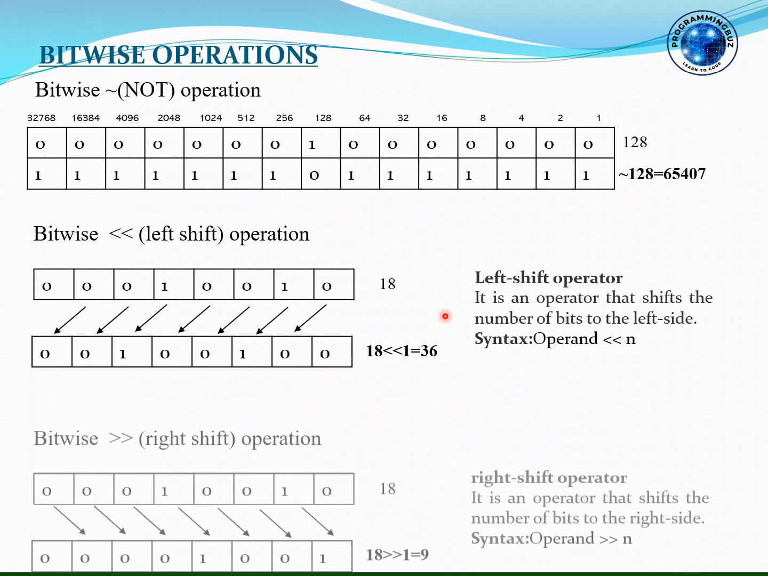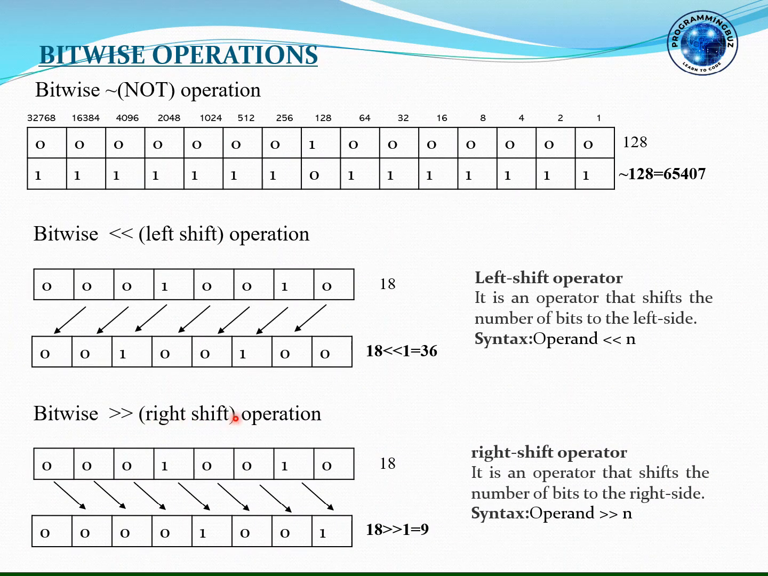Let us consider the next operation, the bitwise right shift operation. As its name suggests, this operator shifts the bits to the right side. Its syntax is: the operand which you want to shift, then the right shift operator, and the number by which you want to shift. For example, consider the same number, 18. We have to right shift 18 by 1. So let us right shift the number 18 by 1.